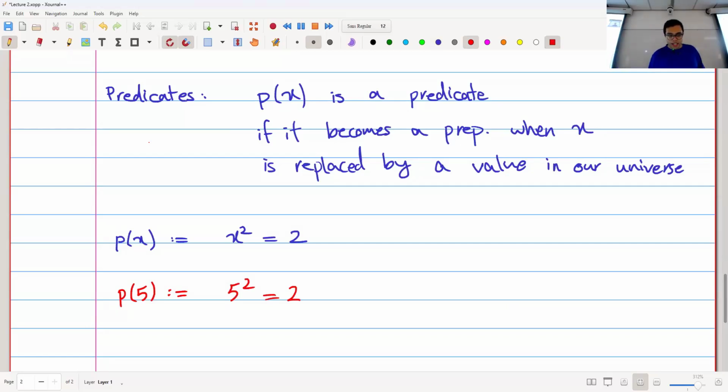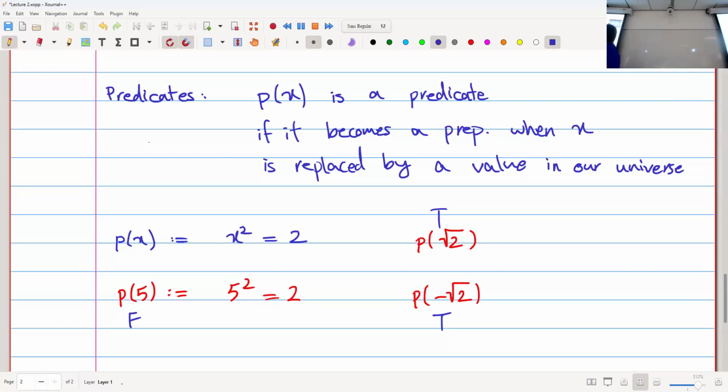Or I can have P of square root of 2. And P of square root of 2 is actually true. It's always true because square root of 2 squared is 2. I can also take P of minus square root of 2, and this is also true. This one is false, this one is true, this one is true. But I have to have a universe.